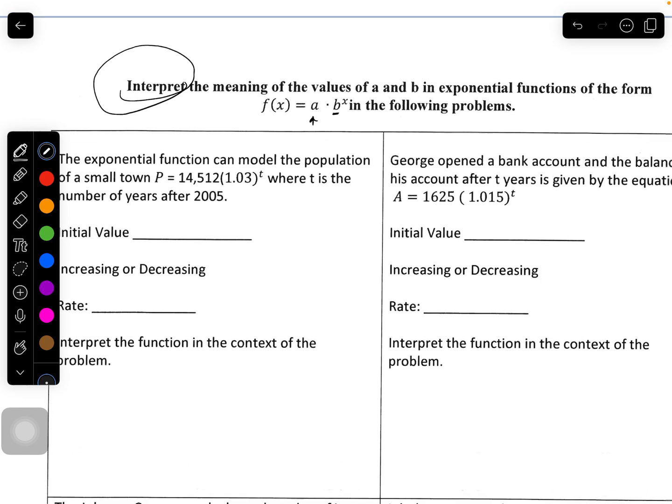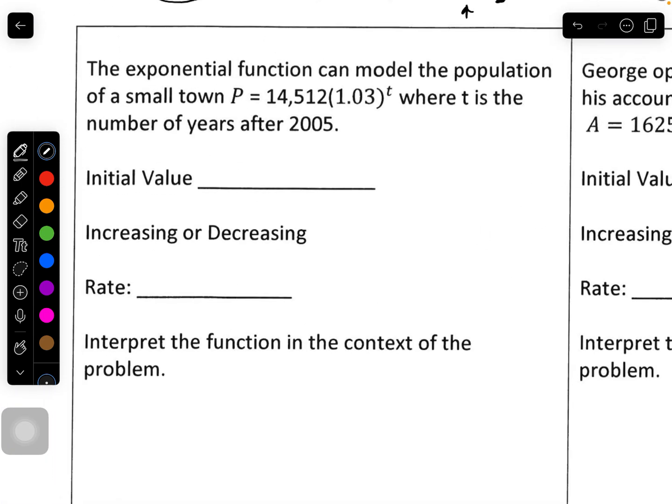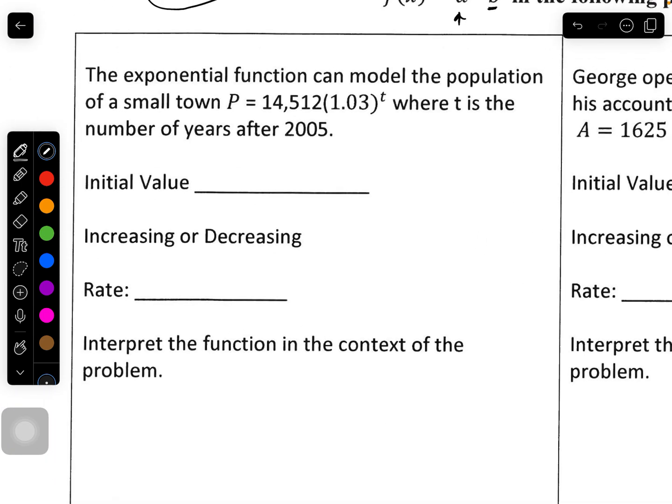So let's talk. When we have something like this first example here, an exponential function models the population of a small town. So we've got that P is equal to 14,512 times 1.03 to the t. And t is time. Oftentimes in an exponential function, time would be your x variable, your independent variable. And it's the number of years after 2005. So remember that initial value, your y-intercept, is your number out front of the base.